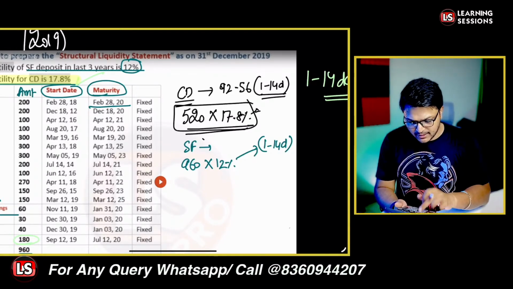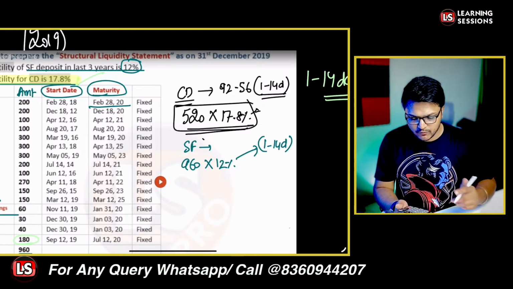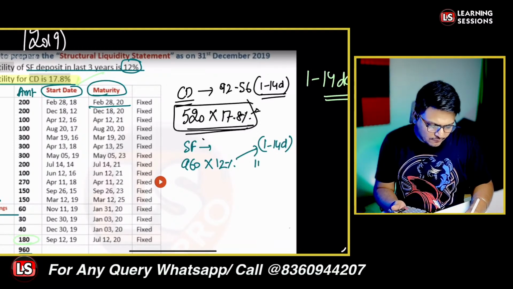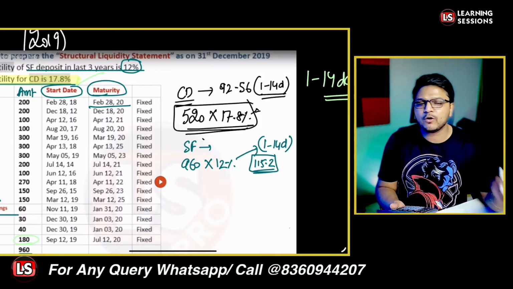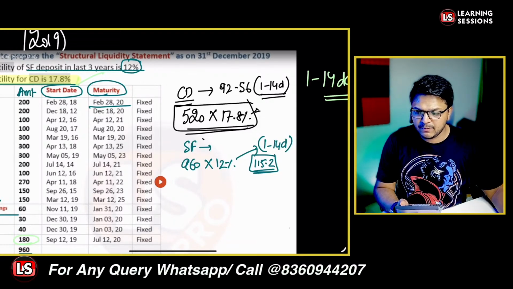So further, it's 960 into 12%. The volatile part over here is 115.2. This is the amount which will be placed under the 1 to 14 days bucket over here. Is that particular part clear?